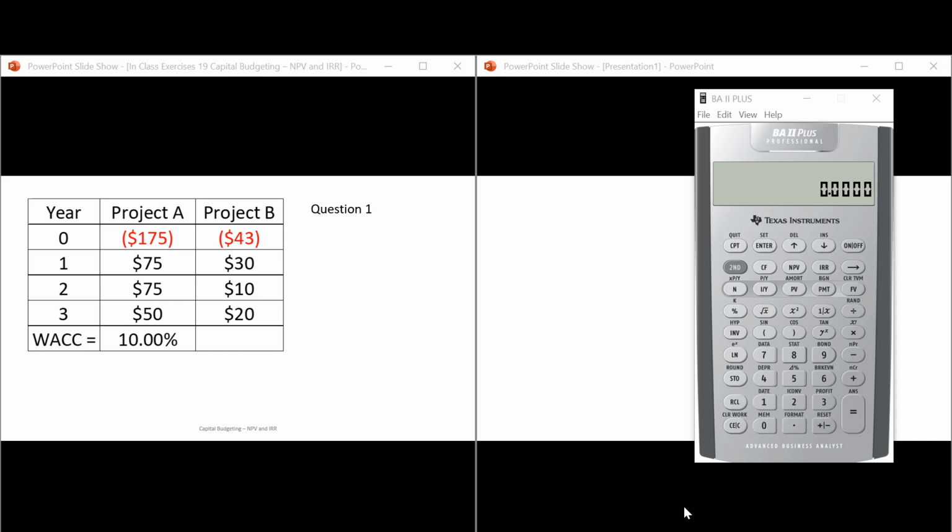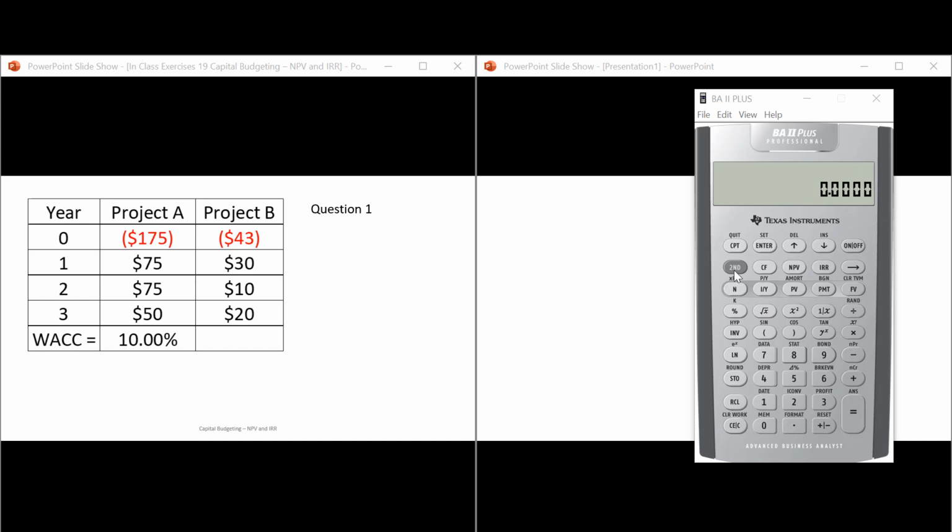In this mini lecture, we're going to look at how to use our financial calculator to calculate the net present value and internal rate of return for a project in our capital budgeting unit. So we start with our calculator and we clear everything out. And so you have 0 here.